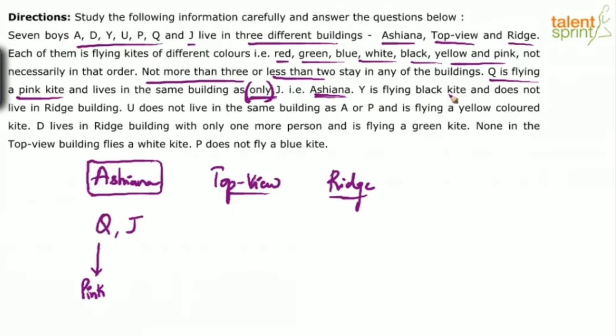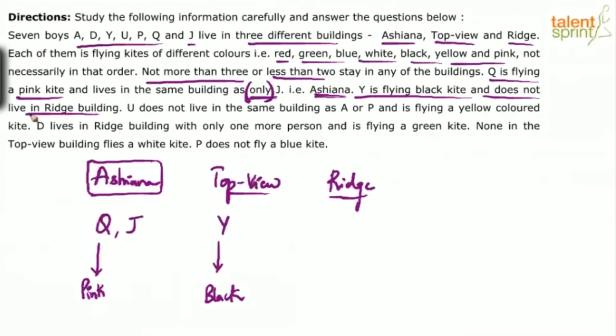Then Y is flying black kite and does not live in Ridge building. Now there are only 2 options available for us: Top View or Ridge. It says Y is flying a black kite and does not live in Ridge. If Y does not live in Ridge, the only choice is Y lives in Top View and is flying a black kite. So this again is straight, right?